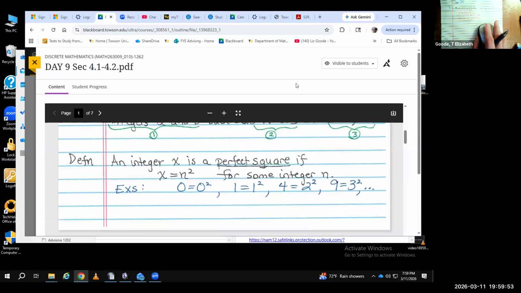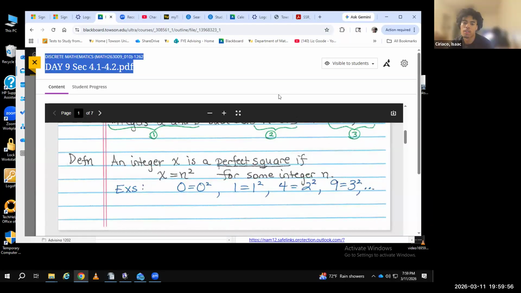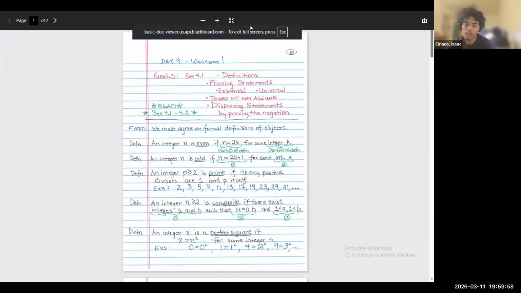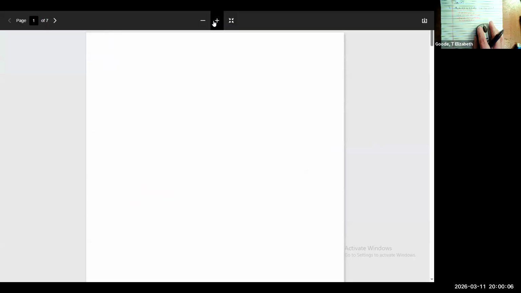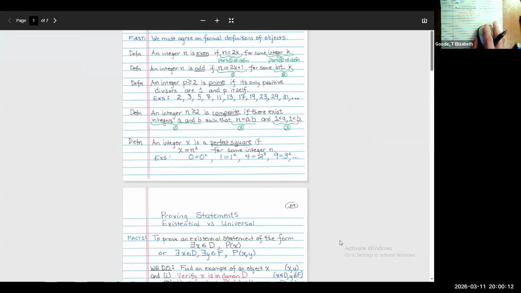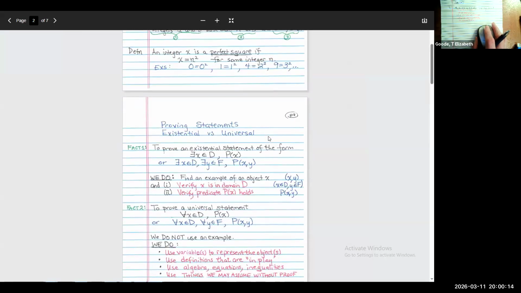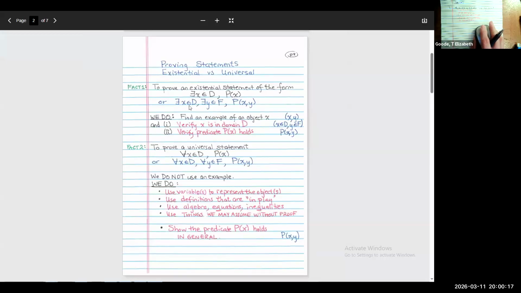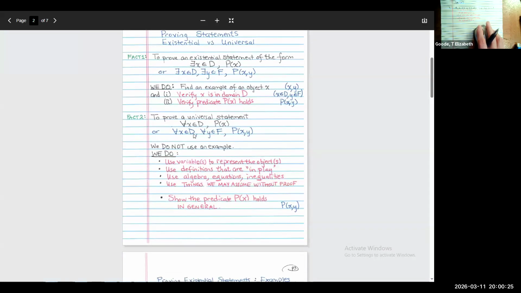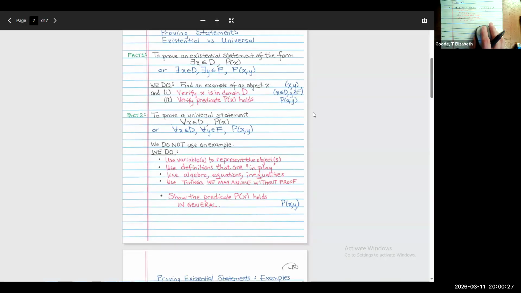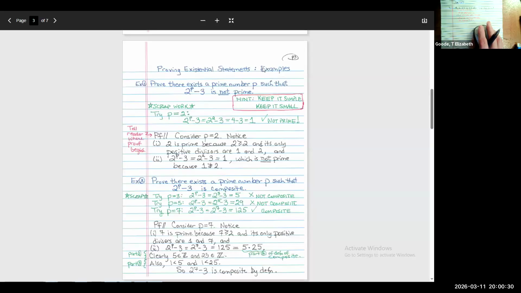First, we went over the definitions, remember? Yeah. So first, you have to know the definitions. You'll want to keep those handy. All right, so these are the general guidelines for proving existential statements. That's this part. And then the guidelines for proving universal statements. That's this part. And then we have some examples.